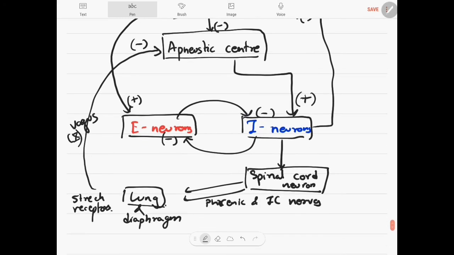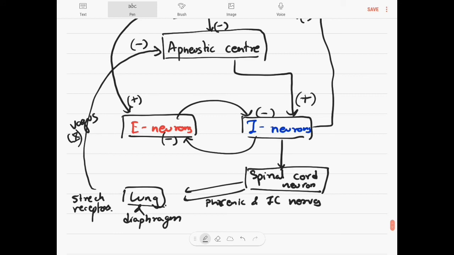Let's start with inspiration. I neurons will send signals via the spinal cord neurons, via the phrenic and intercostal nerves, to the lungs and the diaphragm for inspiration. In case the lungs are excessively inflated, the stretch receptors in the lungs will send a negative signal to the apneustic center. Inhibition of the apneustic center will in turn inhibit the inspiratory neurons, causing expiration to start.